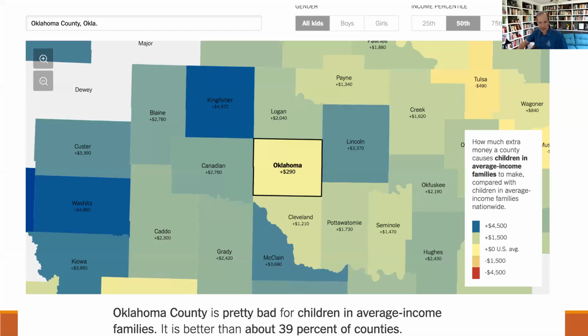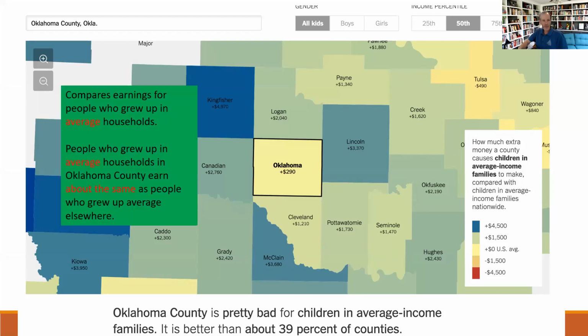Same comparison, but for children who are born into average income families. So we compare earnings for people who grew up in average households. People who grew up in average households in Oklahoma County earn about the same as people who grew up in average households elsewhere. So starting off, if you were born into a poor family in Oklahoma County, it's harder to make more money as you're older. If you're born into an average family, you probably have an average income as you grow up.